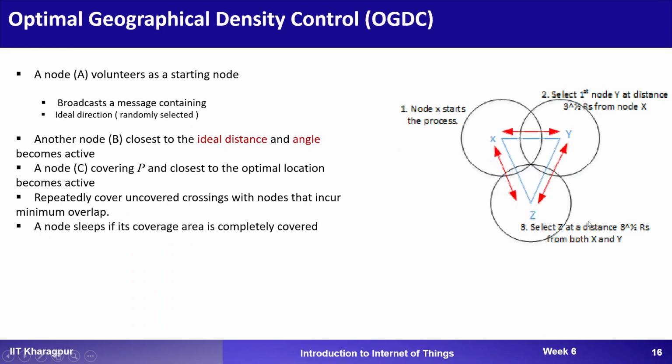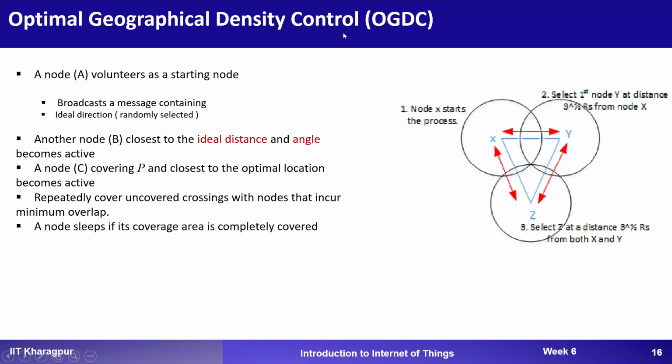Now, based on these optimality conditions, there is one protocol which decides how to place your sensor nodes so that the whole area is covered and a minimum number of sensors are required to cover that area. The name of the algorithm is optimal geographical density control.